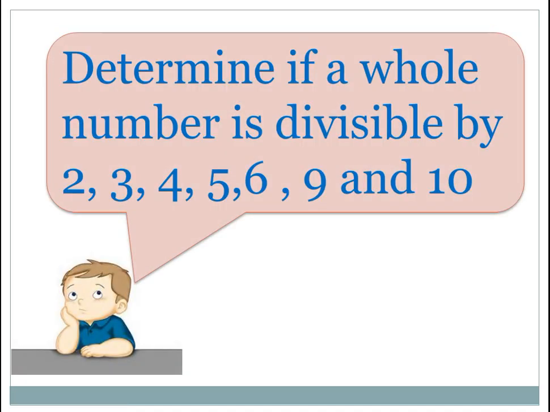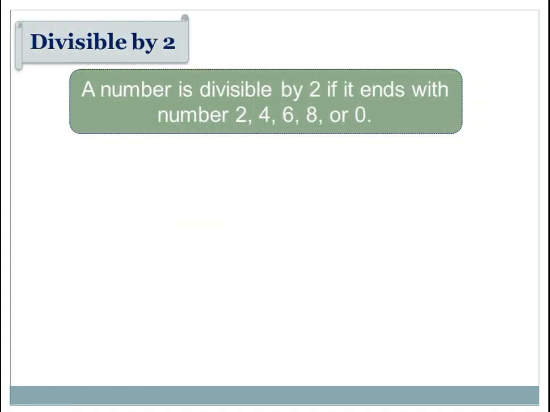We're going to focus on the following numbers only: 2, 3, 4, 5, 6, 9, and 10. Let us start with our first one, divisible by 2. To check if the number is divisible by 2, all we need to do is to verify the last digit. It should end with 2, 4, 6, 8, or 0.